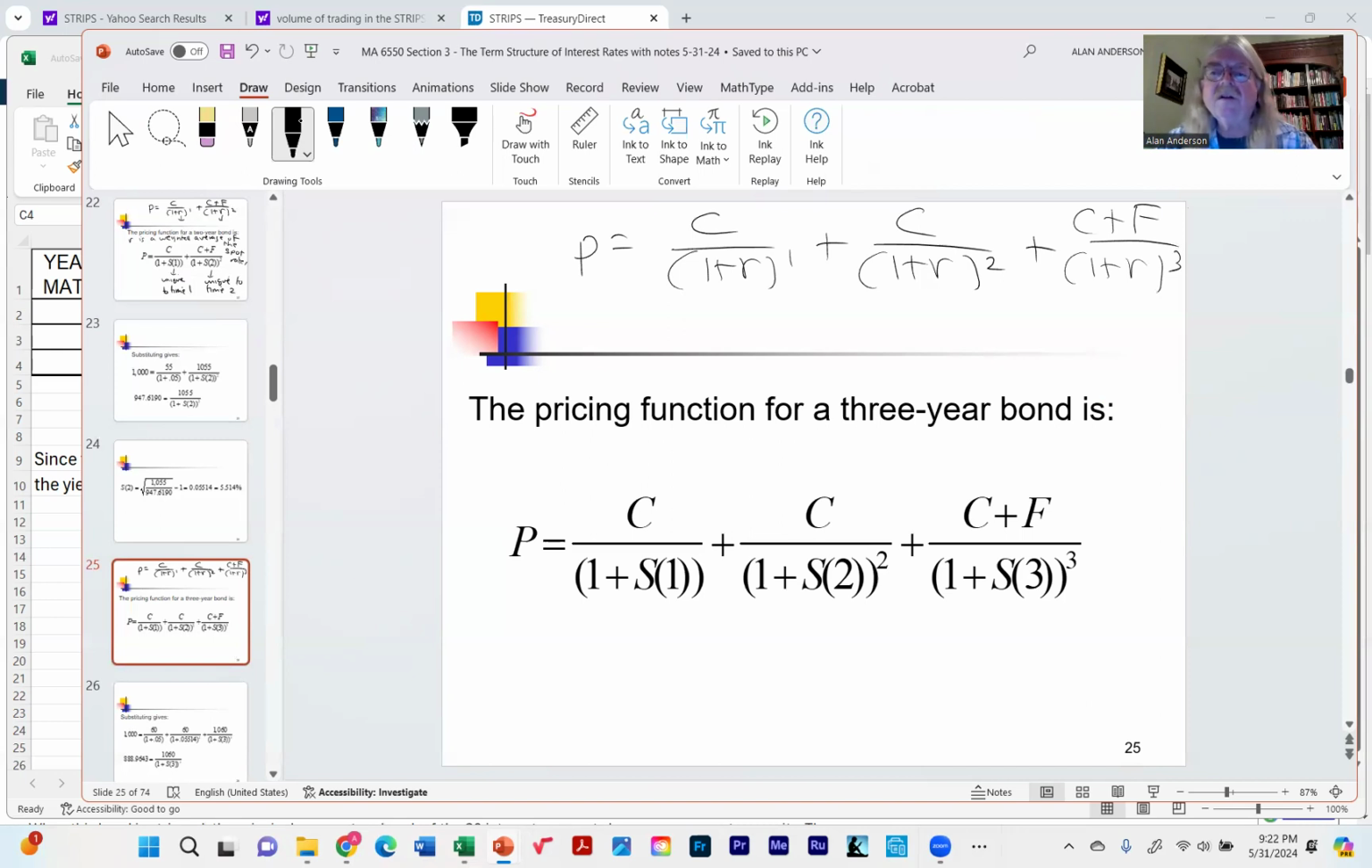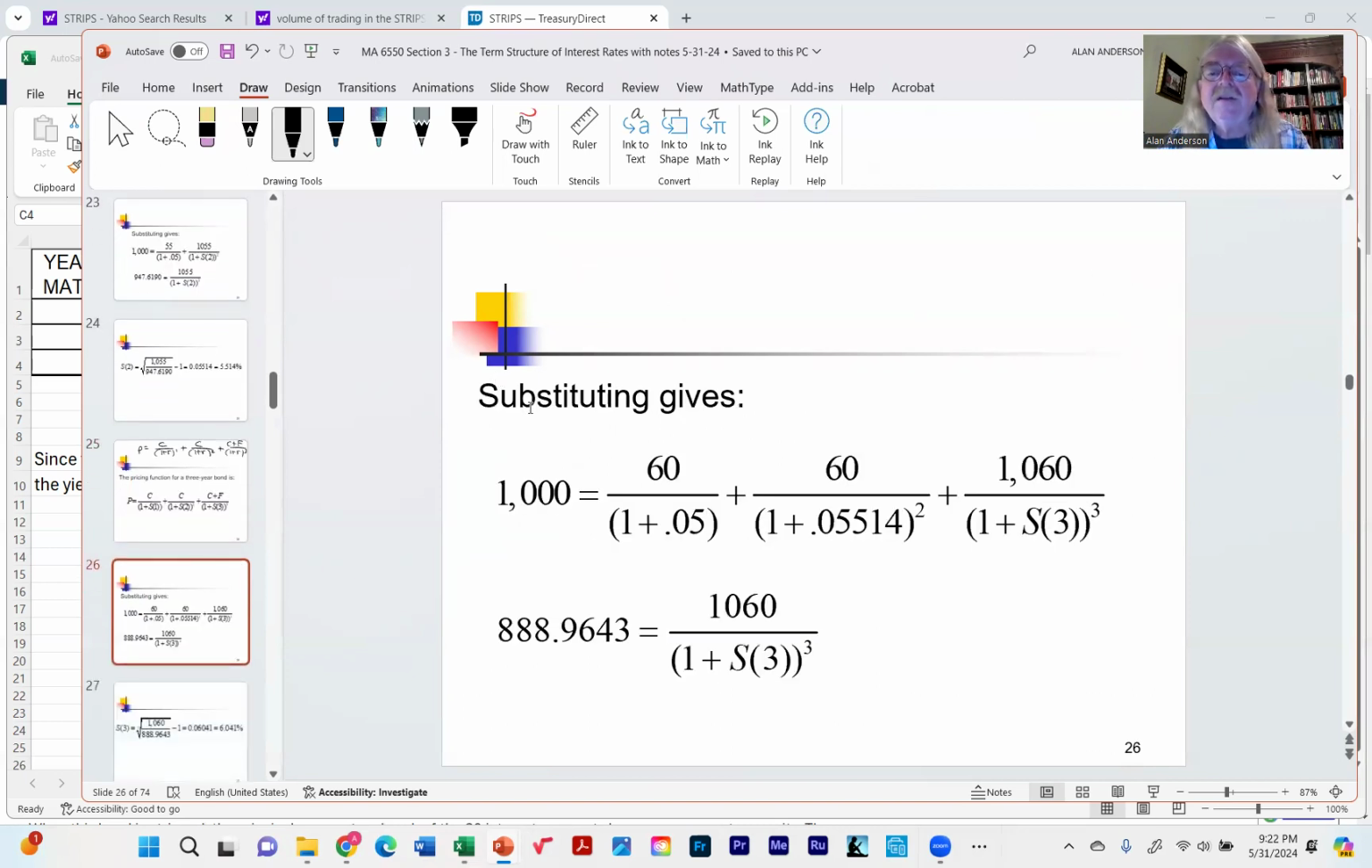And again, all those 3 R's, that's the 3-year yield. It's the same across the board. Whereas down here, we have a spot rate for each one. And so once again, when we plug in the numbers, we realize that we have all these numbers except S3.